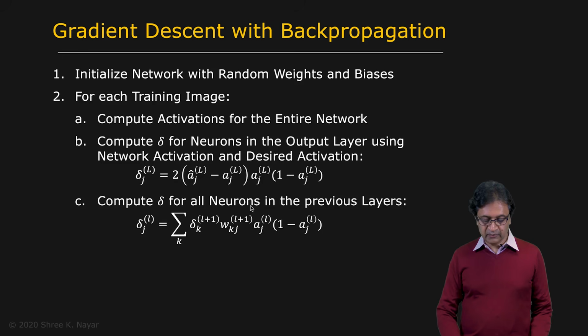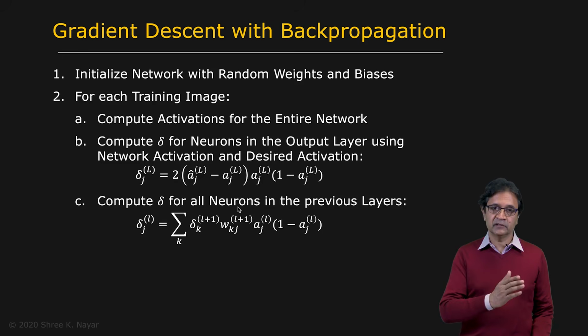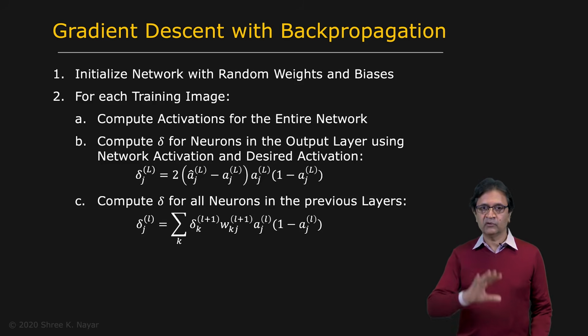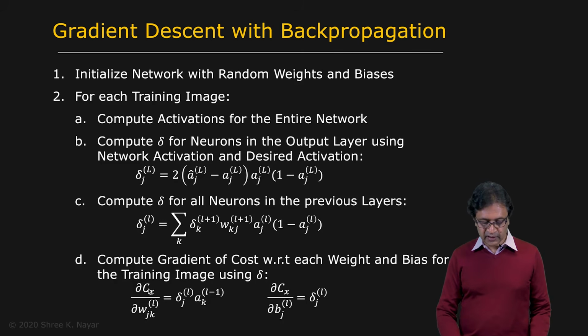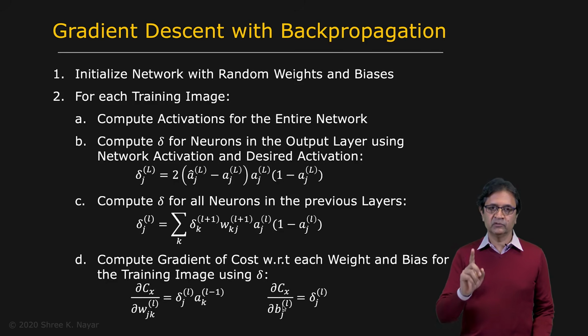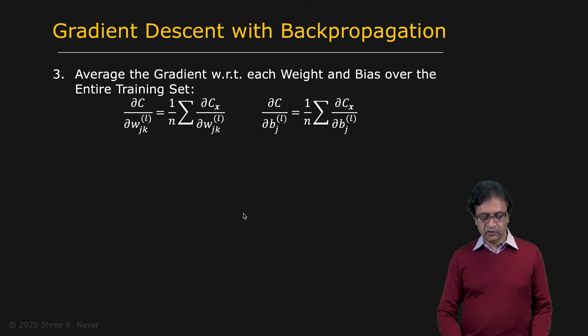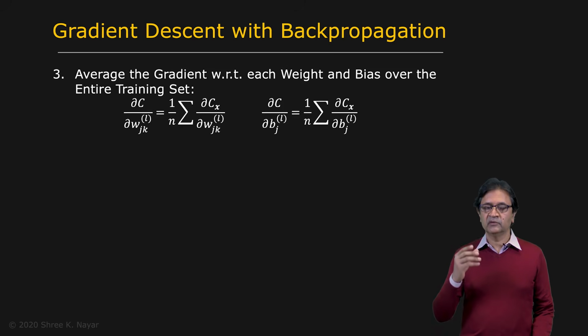Once we're done with that, we can compute the deltas for all the previous layers. That's back propagation. Once we have all the deltas, we know how to compute the gradient of the cost with respect to all the parameters of all the neurons in the network, all the weights, and all the biases. Remember, this is still for just one image. And then you can go back and average these gradients over all the images. In our case, MNIST, you have 60,000 images. You find the average over all those images. And now you have the derivatives of the costs with respect to the weights and biases that you want.